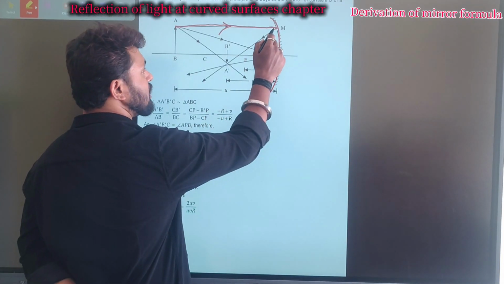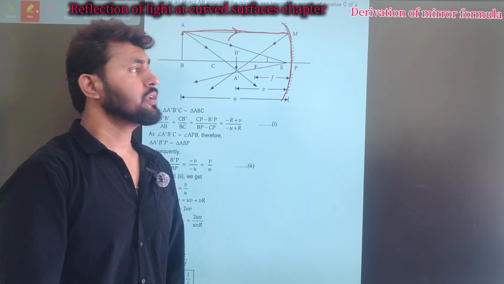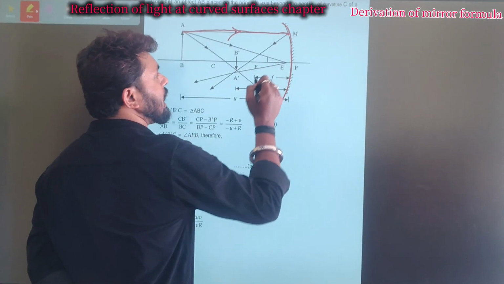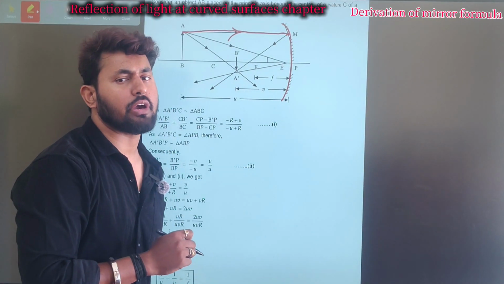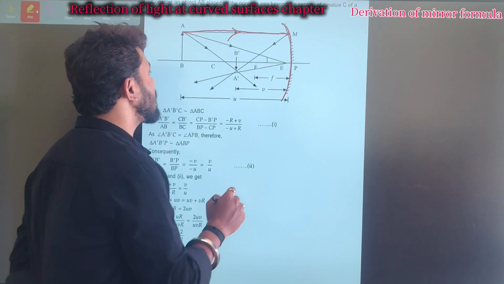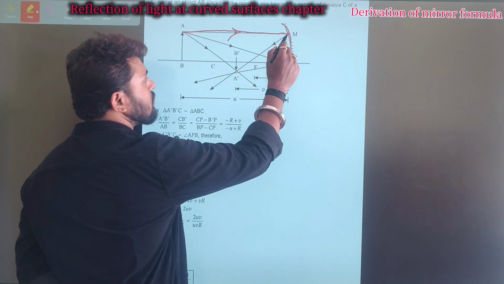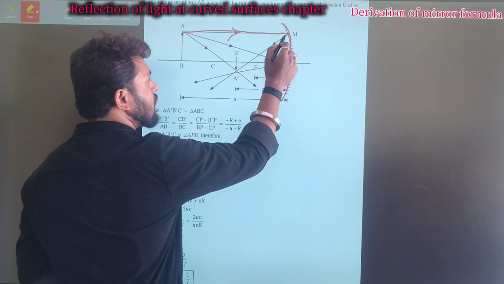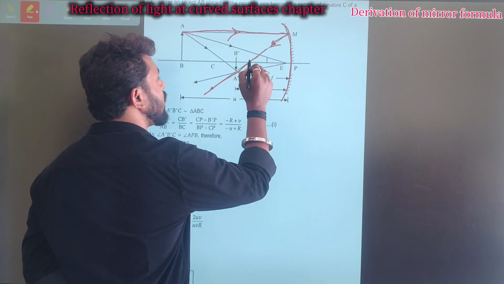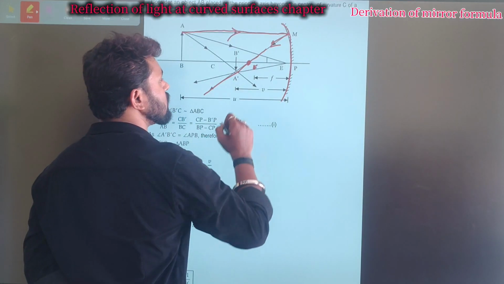Now, after striking the mirror, as you know, we have an incident ray which is coming. This point M is nothing but the junction point where the incident ray strikes the mirror. After striking the mirror, you know that the reflected ray will pass through the focus. This point is called F, which has been written over here.